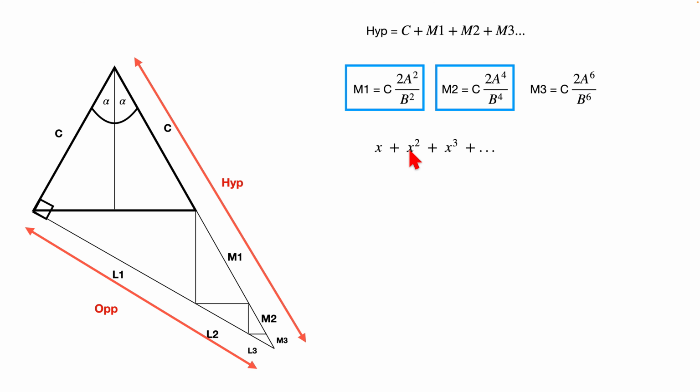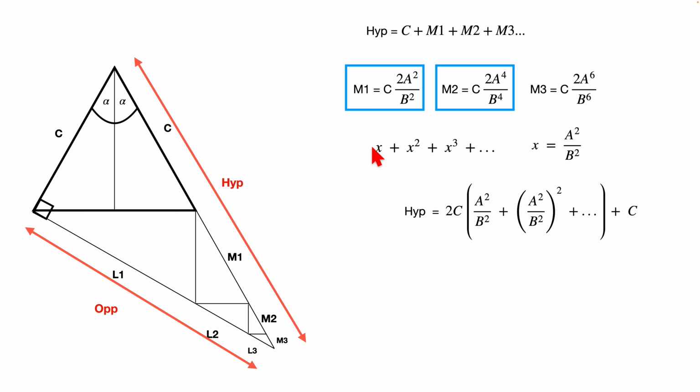x plus x squared plus x cubed. In this case, x is equal again to a squared over b squared. But the good news is that it doesn't need to be fiddled quite so much, because we've got a squared over b squared here, and we've got 2c. So we have 2c, a squared over b squared, and then the next one is 2c, a squared over b squared, squared. So we're off, and don't forget the c at the end.